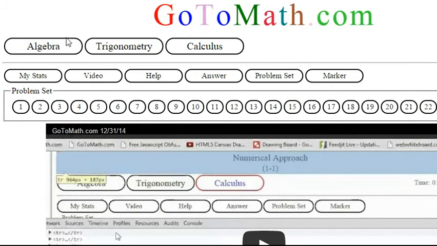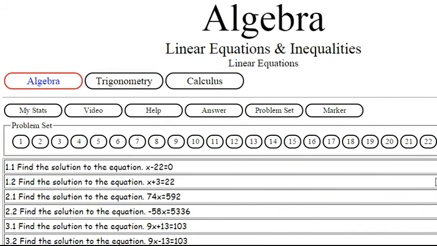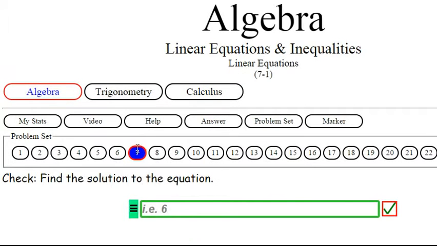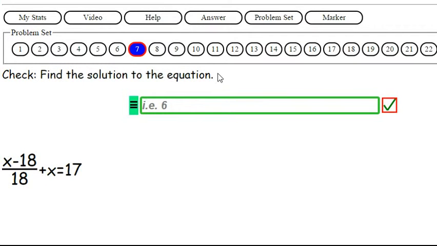Okay, we're here at gotomath.com. Click on the linear equations. What are we doing? 7.1, I think. I'm just working my way on down. Find the solution to the equation, if there is any, and there is exactly one, actually.